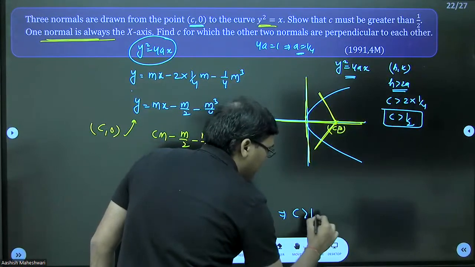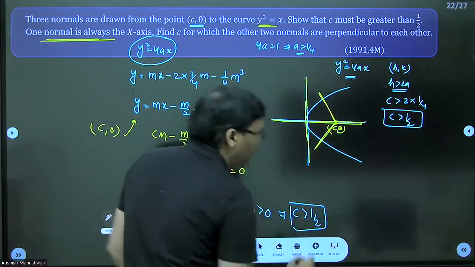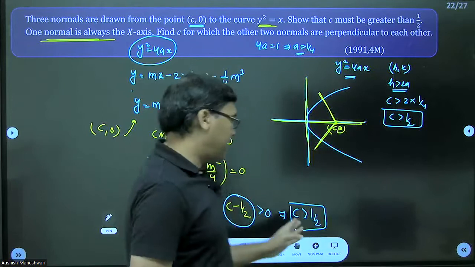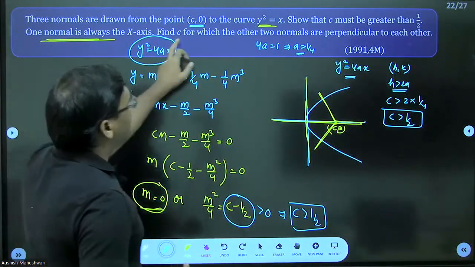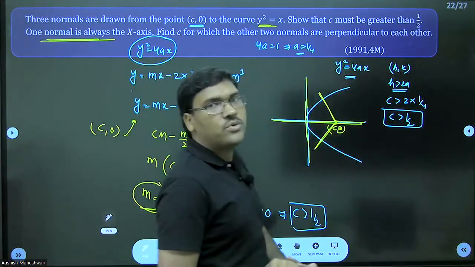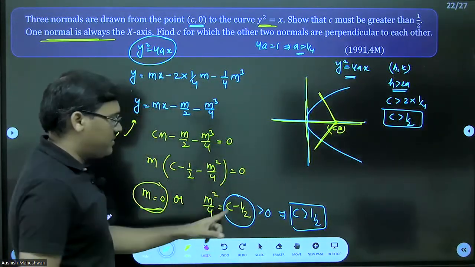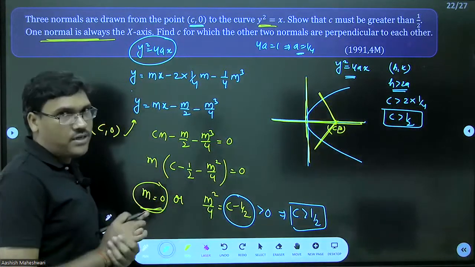C is greater than half. So even if you don't remember this h greater than 2a, you can directly prove this, right? Now the next part is: find c for which two normals are perpendicular to each other. What should be the value of this c so that the other two normals are perpendicular to each other?